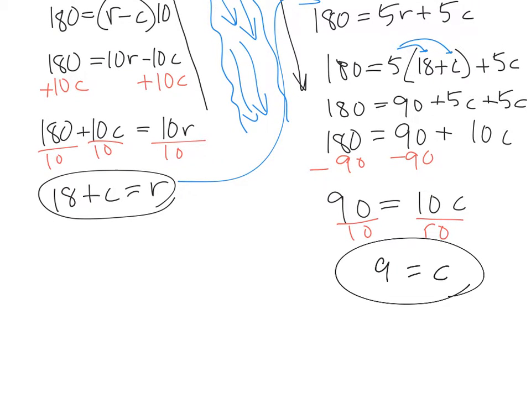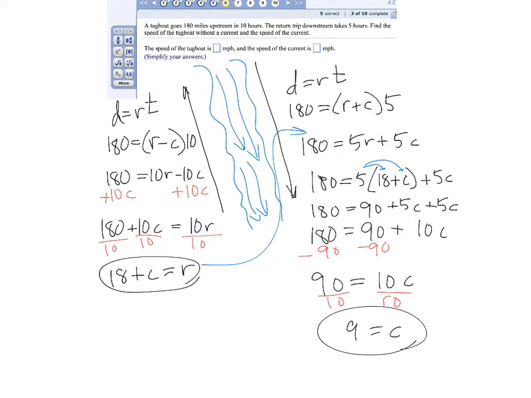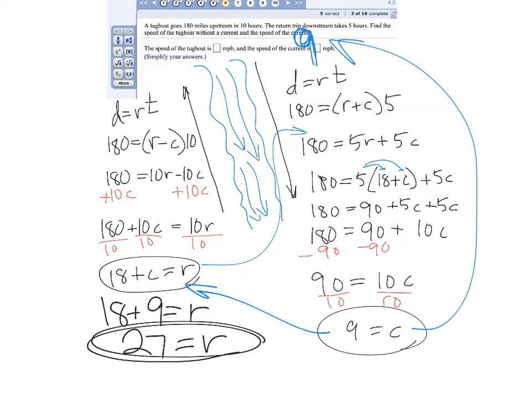So what was C? C stood for the current. So the current is traveling at 9 miles an hour. So we can put that right here. Well, how do we figure out what the rate of the boat is? Well, I see a formula right here. And if I know that 9 is really a C, I can replace this with 18 plus 9 equals R. So that means 27 is R. So the speed of the boat is 27 miles an hour.